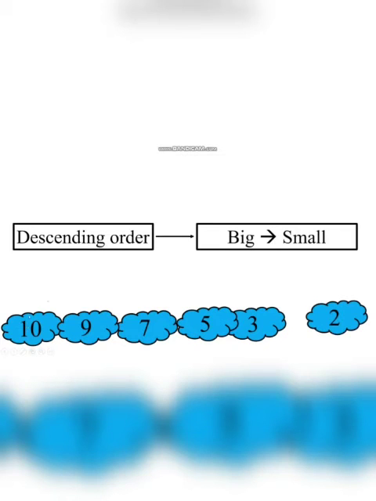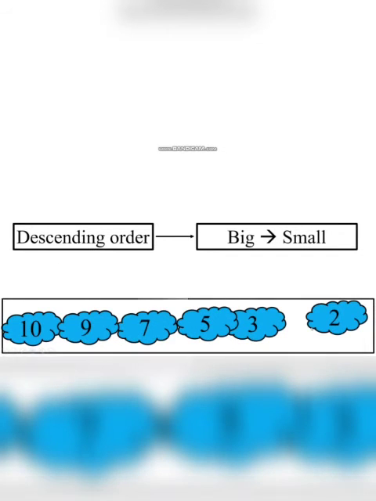Now our descending order is complete. 10, 9, 7, 5, 3, 2. 10 is greater than 9, 7, 5, 3, 2. So first is 10, then 9, then 7, then 5, then 3 and 2.